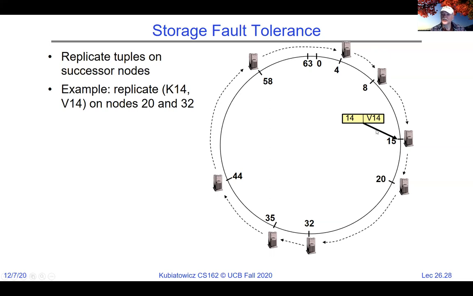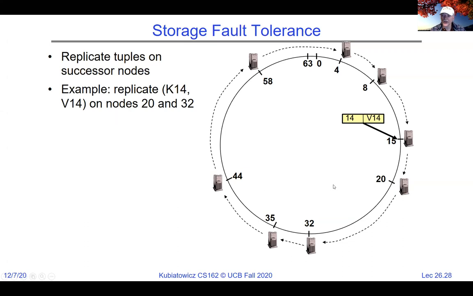But since the only copy of key 14 is currently stored on node 15, if 15 dies or goes away, we don't have the data. And so it's fine that the consistent hashing tells us where it should be stored, but we can't store it there because we've lost our data. So we've got to do something else here, okay?